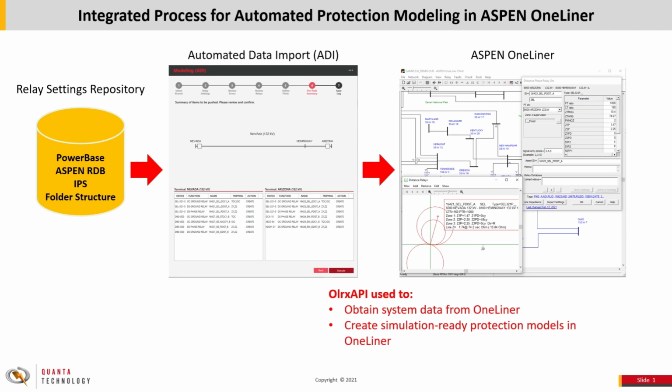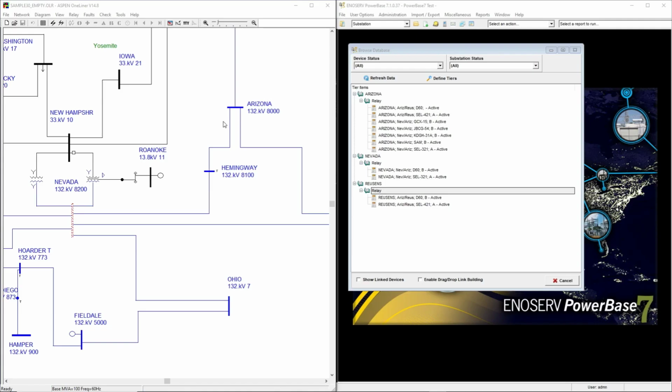This integration and automation of the modeling effort makes feasible the creation of protection representation on a system-wide scale and to easily keep it up to date. In the window on the left-hand side, we have the same Aspen OneLiner model we saw previously, but with no protection on the Arizona-Nevada line.